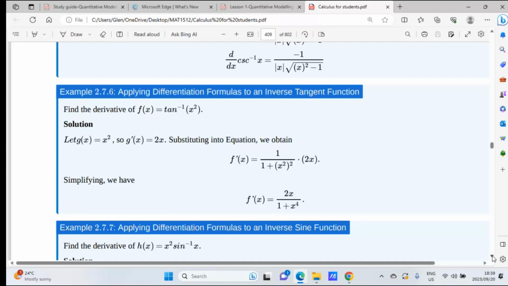Hi, Erika. Hello, Kanye. How are you? Good and you? I'm good. Okay, so this is the answer I got. I'm not sure if it's correct, but if it's correct, thank God. So I got 2x times the inverse of sine x plus 1 over the root of 1 minus x squared.